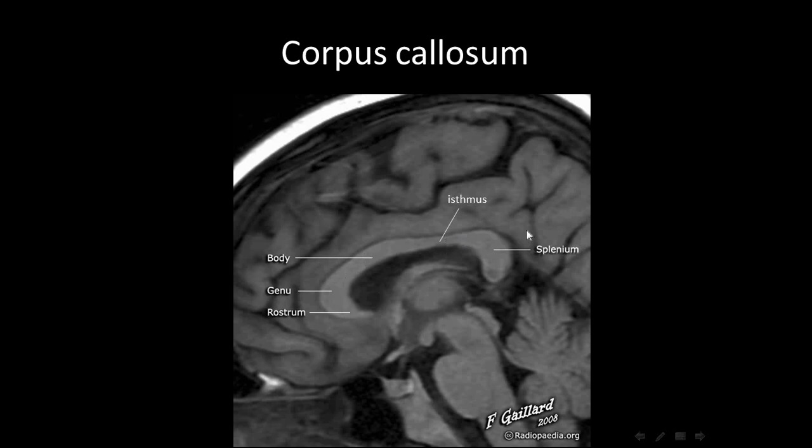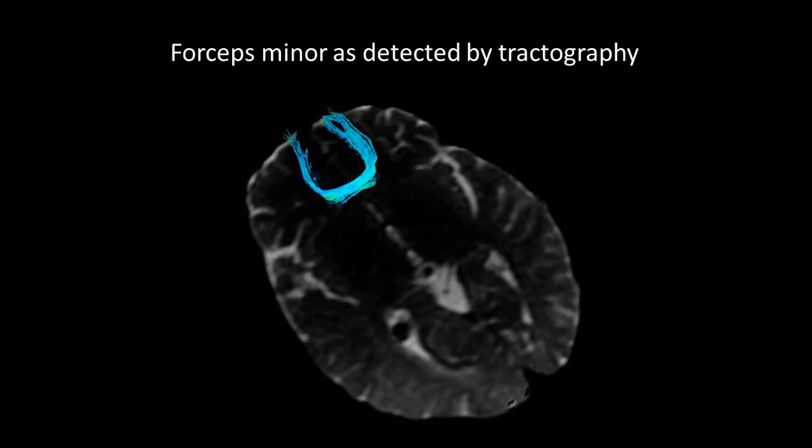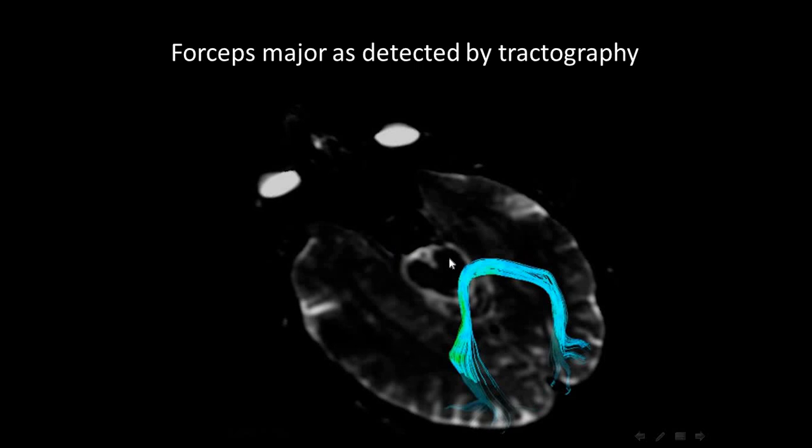So from anterior to posterior, it's the rostrum, the genu, which is like the knee. Genu means knee. And then this is the body. The thinnest part here is the isthmus, and the most posterior part is the splenium of the corpus callosum. This is the forceps minor as detected by tractography, passing by the genu of the corpus callosum. And these are the forceps major, passing through the splenium of the corpus callosum.